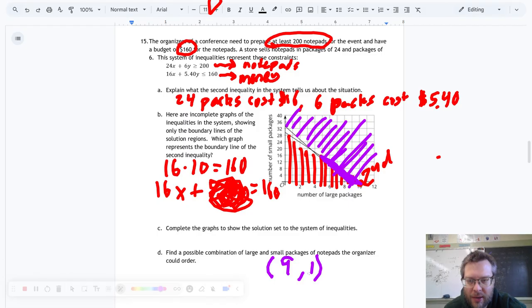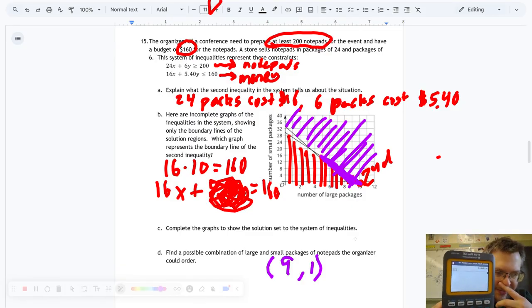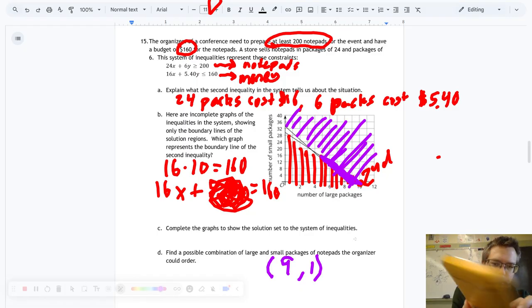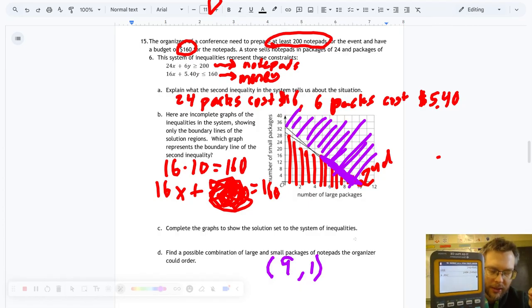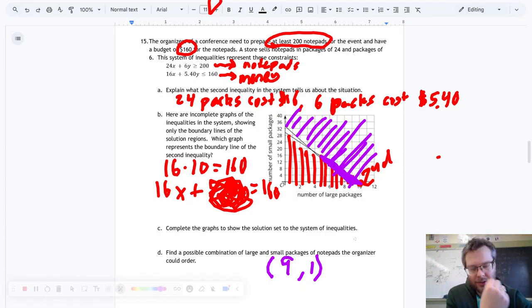If they bought 9 packs of 24, well, you can use a calculator for this. So let's see, 24 times x plus 6 times y. Yeah, so I just took the 24x + 6y and I typed a 9 and a 1 in. That's at least 200 notepads. That looks good. The other one is 16 times 9 plus 5.40 times 1, and that's 149.40. So that comes in under budget and at least 200 notepads. There's other solutions you could find too.